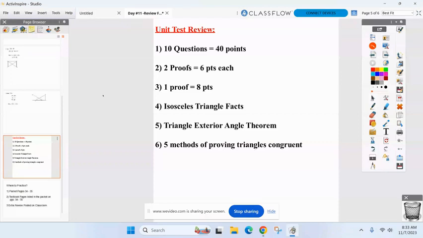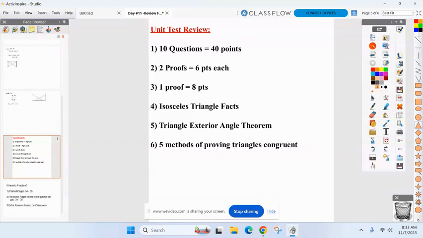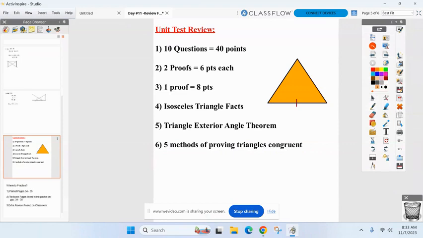Isosceles triangle facts. Knowing where the congruent angles are. If I tell you these 2 sides are congruent, you'll know where the angles are. Just don't assume it's the 2 bottom ones. It's not always the 2 bottom ones. We know that it's going to be this one and this one.